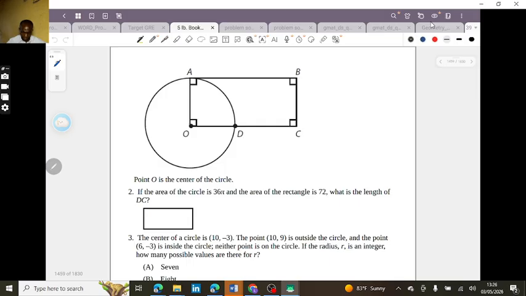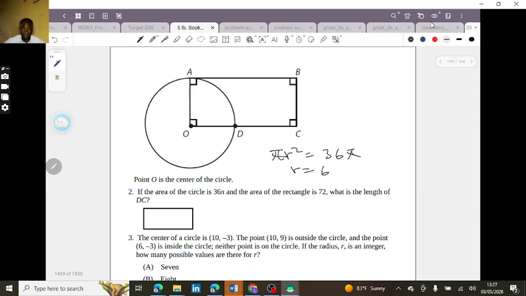First, if the area of the circle is 36 pi, we set up our area: pi r squared equals 36 pi, of which we cancel pi. r squared is 36, so r equals 6. Remember, the length of something cannot be minus. I mean, distance cannot be negative. Okay, let's go.